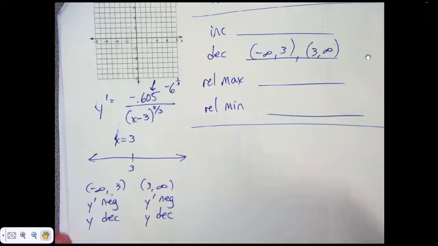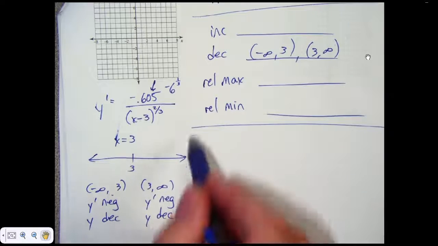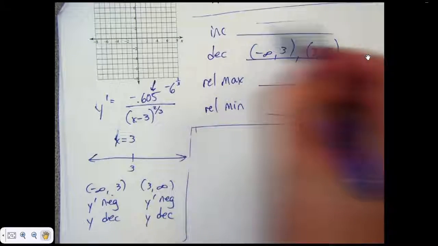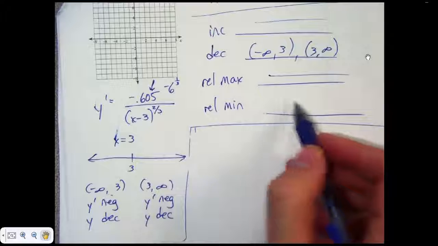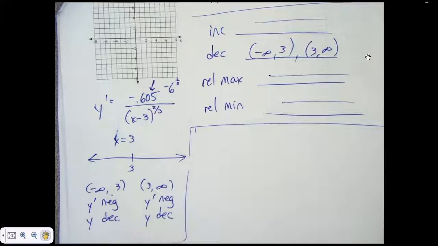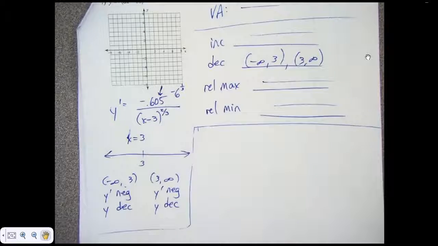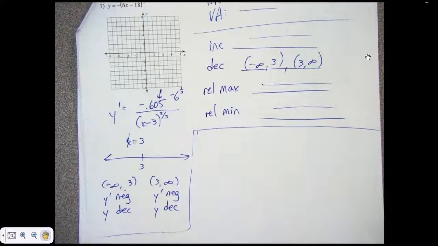So we're done with the first derivative level over here. So now I can go, okay, well, it's never increasing and it never switches from one to the other, so there's no relative max or min either. All right, now what?